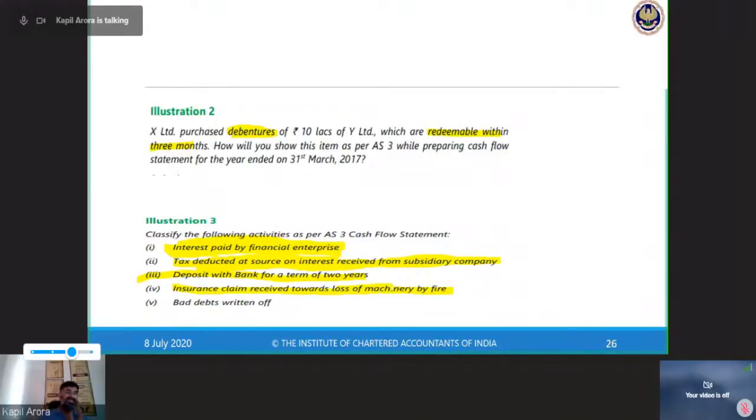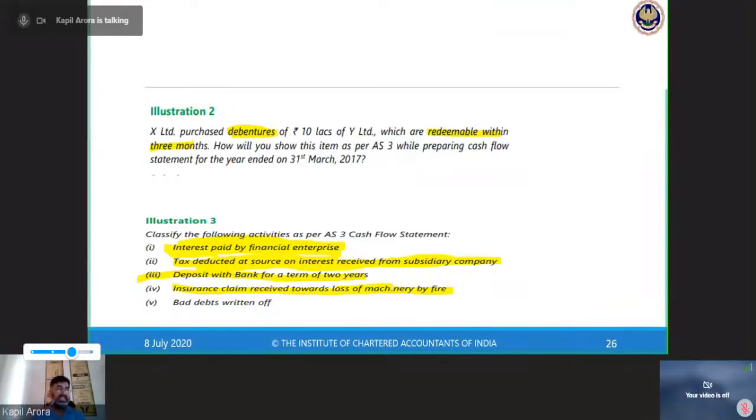Fourth one, insurance claim received toward loss of machinery by fire. Because the loss of machinery is there, machinery is the investment or part of investing activities. So loss on machinery, insurance claim will also be investing activities. So it will be extraordinary amount received as insurance claim.